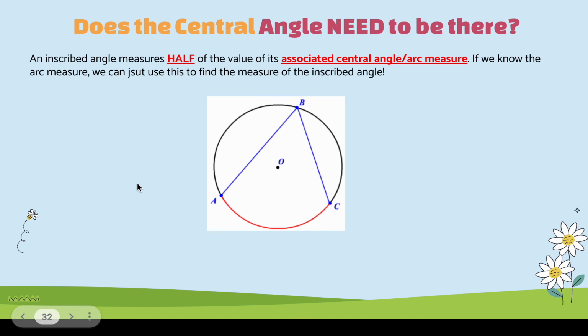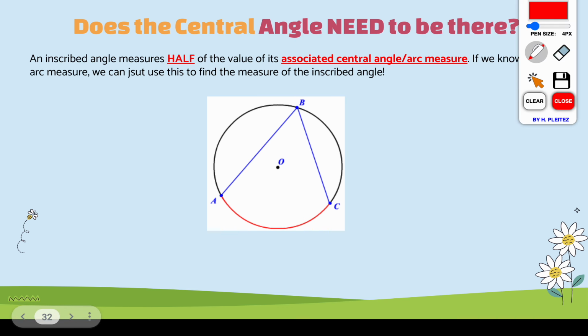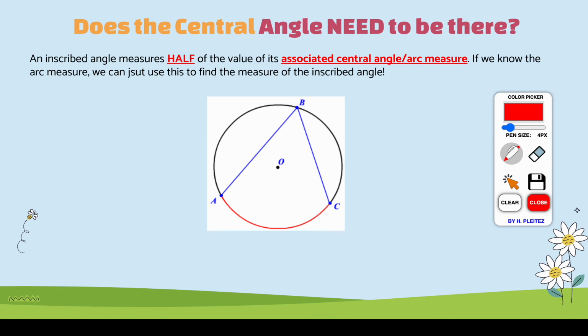Now, does the central angle need to be there? No, because the theorem says that an inscribed angle measures half the value of its central angle or the arc measure, right? So in some examples, you might have an arc measure of 60 degrees, and you're expected to make the connection that if our central angle was there, it would also measure 60 degrees, which means that our inscribed angle would measure 30.